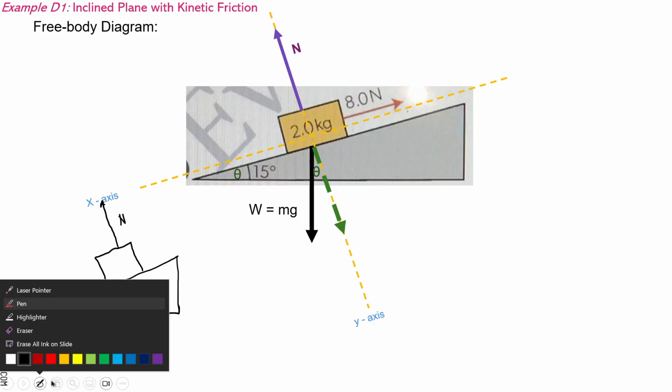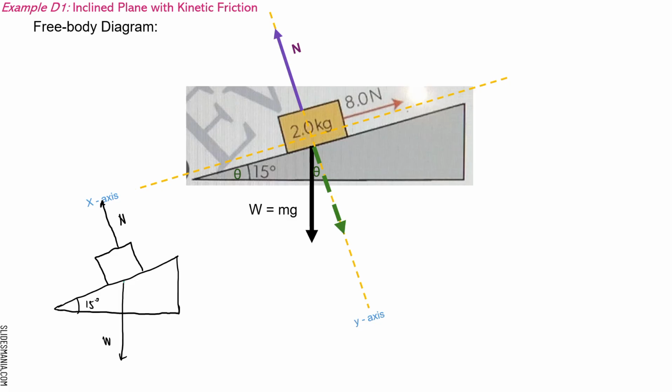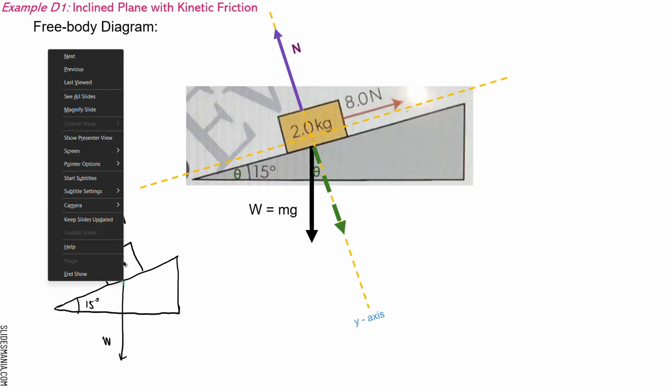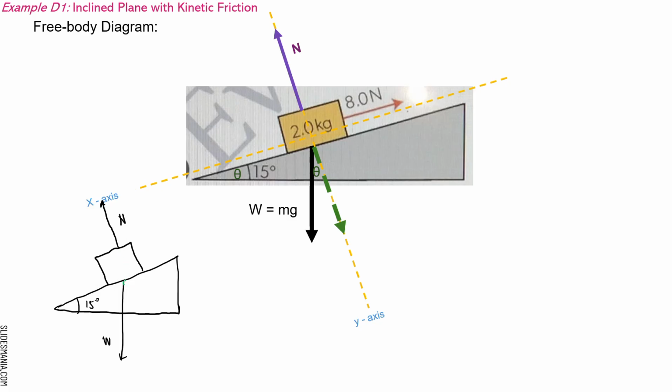Actually, let me make it better. Let me draw it as a green line, this way. It should be aligned with the normal force. So this should do. Now, why is the angle that the weight, or this black vector, makes with this green dashed line equal to theta?